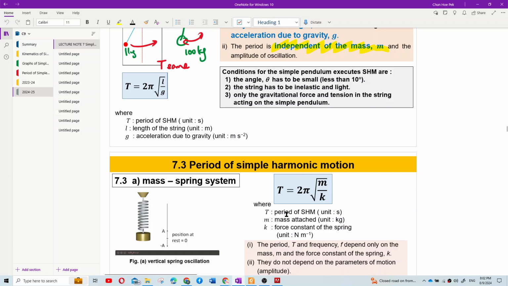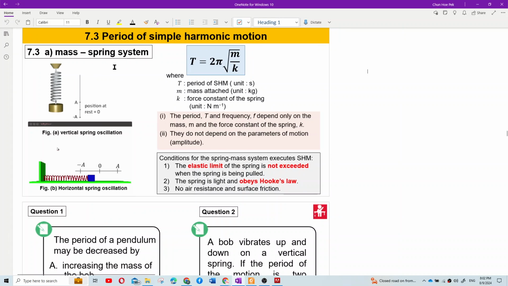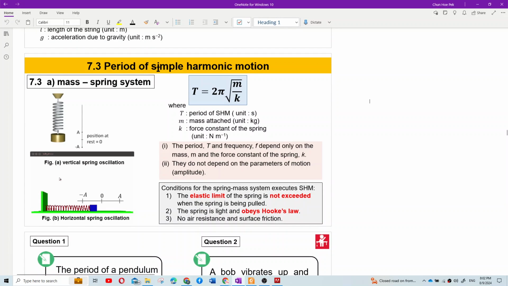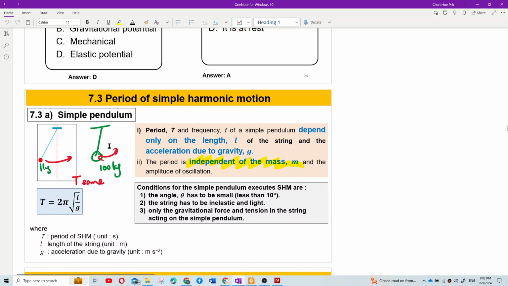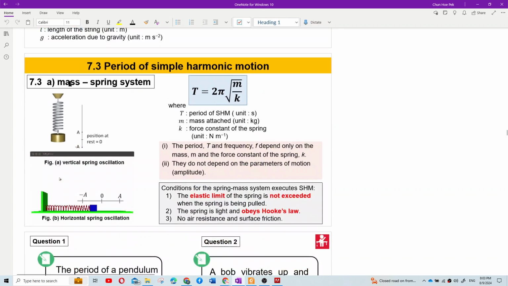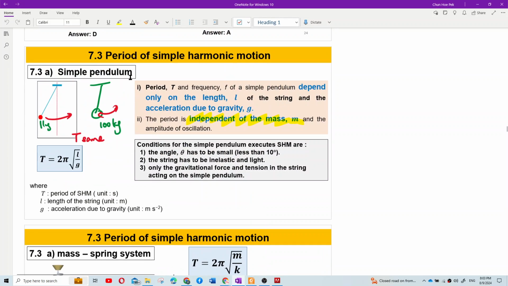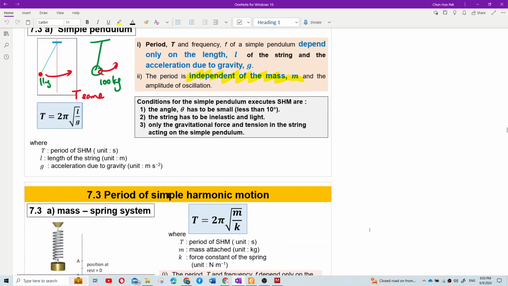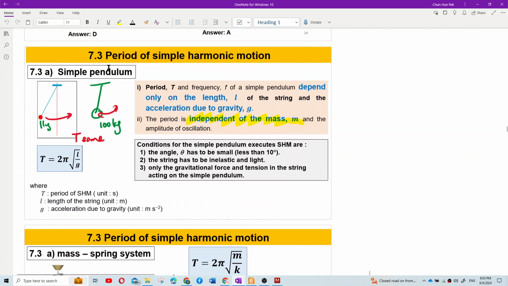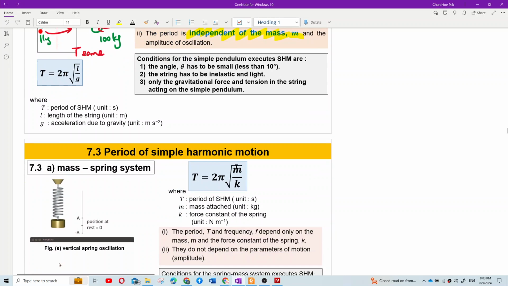Right. Okay, let's continue. So yesterday we stopped at period. For period, there are two formulas. One for simple pendulum, another one for mass spring system. These two formulas are almost the same. Period equals 2 pi square root of L over g for the simple pendulum, and for the mass spring system it is m over k.